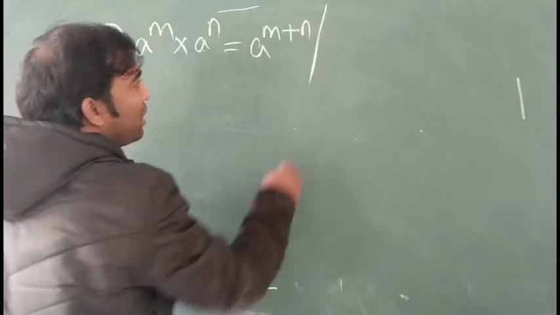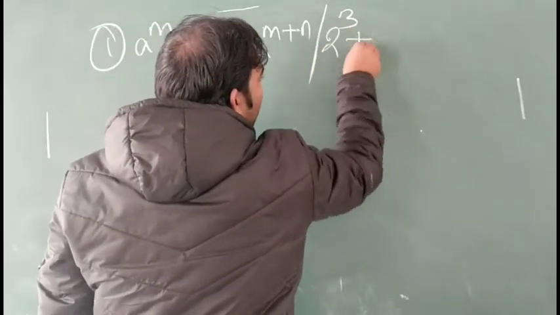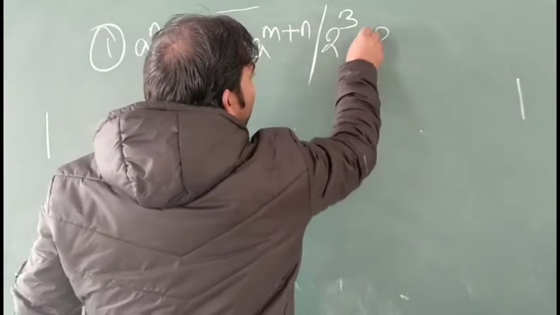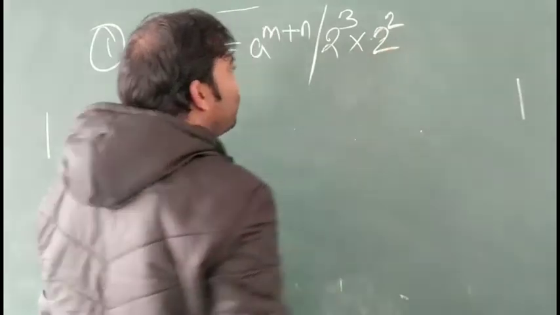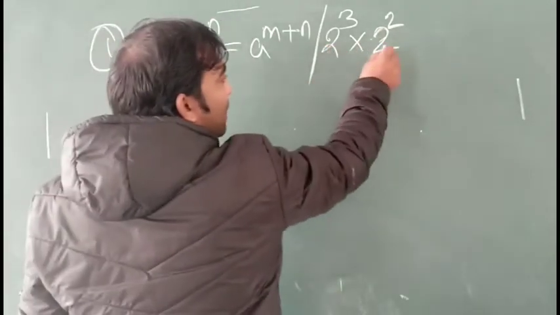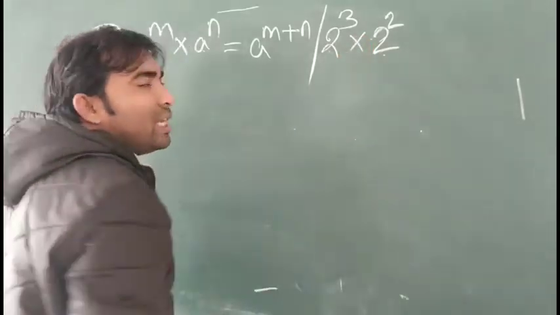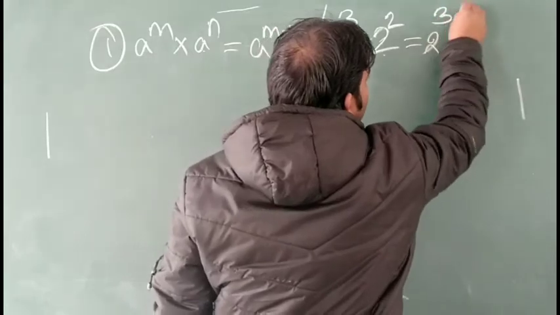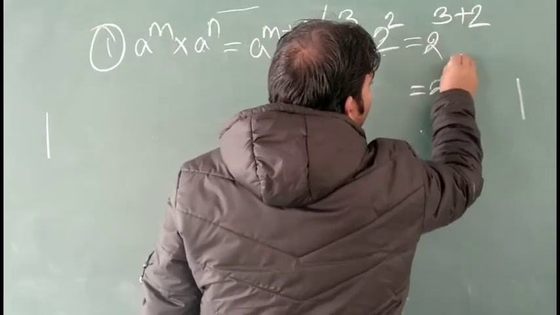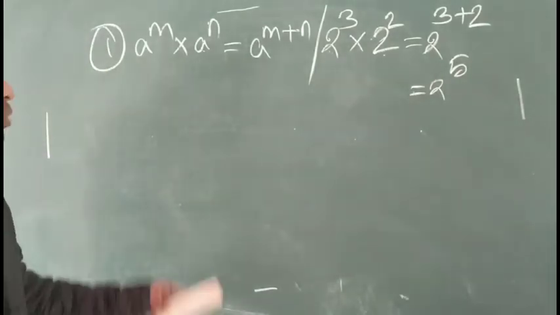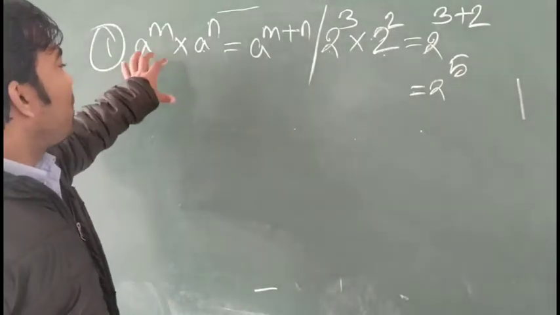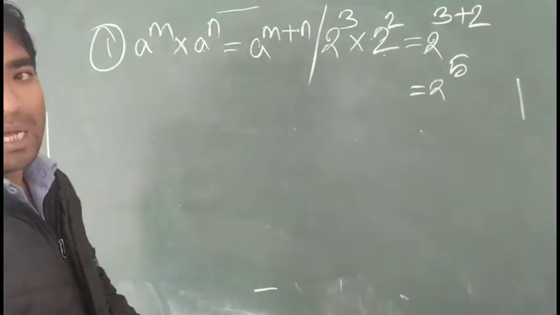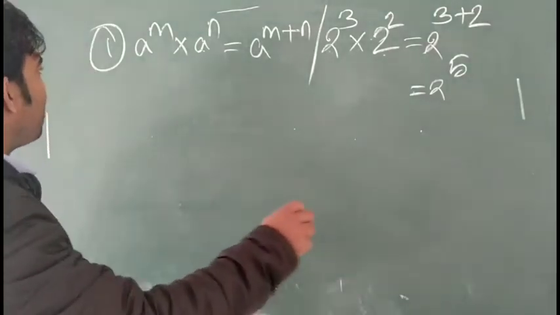As an example, if we take 2 cube into 2 square. Now look, the bases are the same, 2, and in between there is multiplication, so the powers will be added. So 2 to the power 3 plus 2 equals 2 to the power 5. So we can understand that in case of multiplication, when the bases are the same, the powers will be added. Now we will see what happens in case of division.